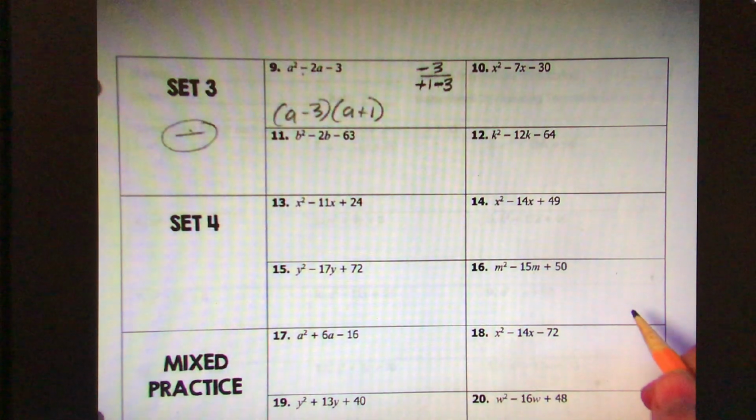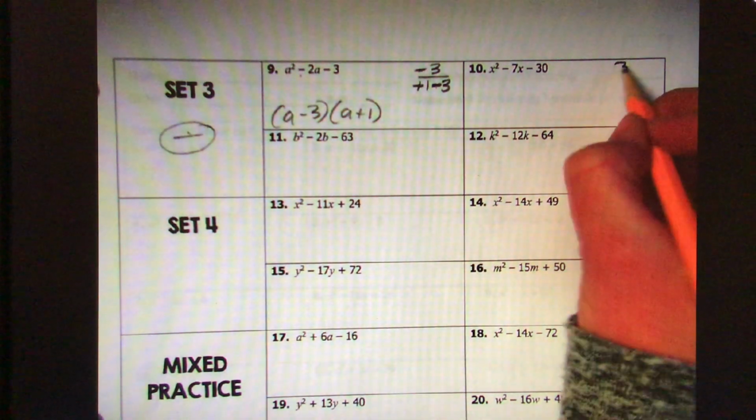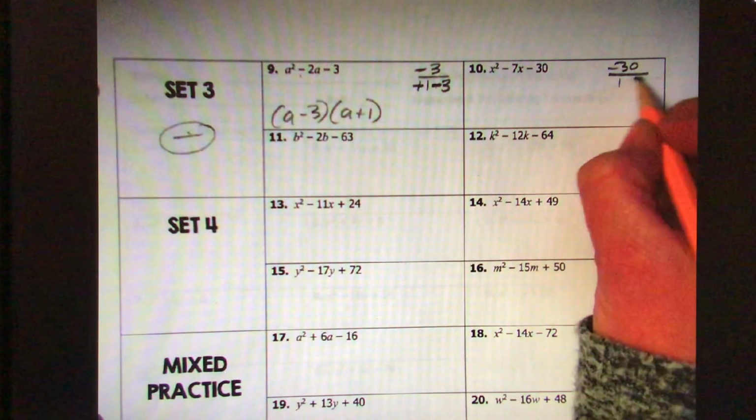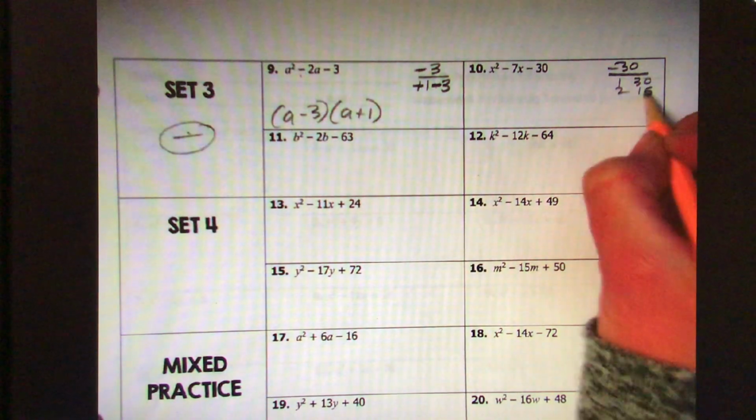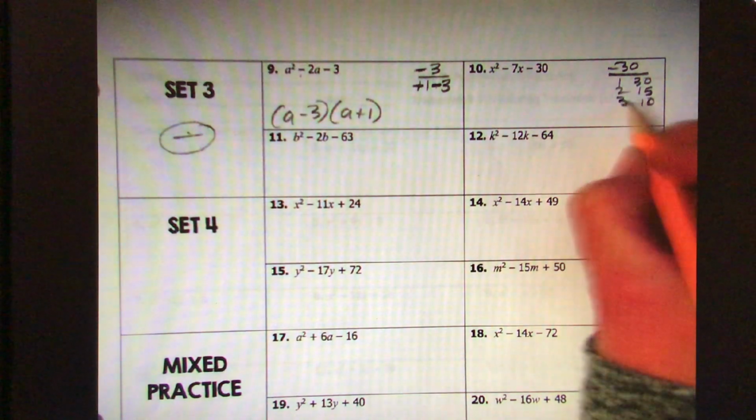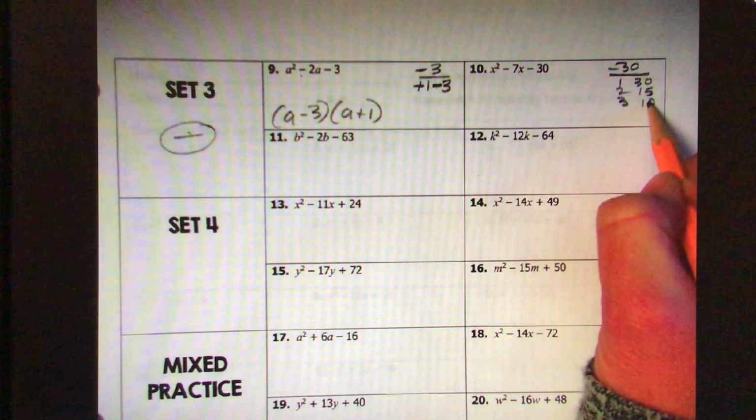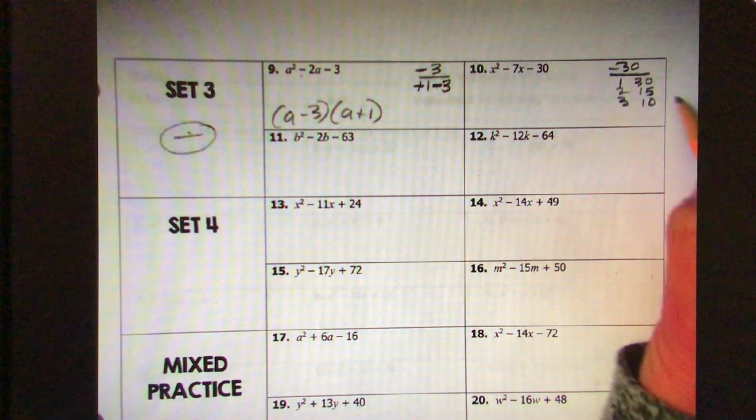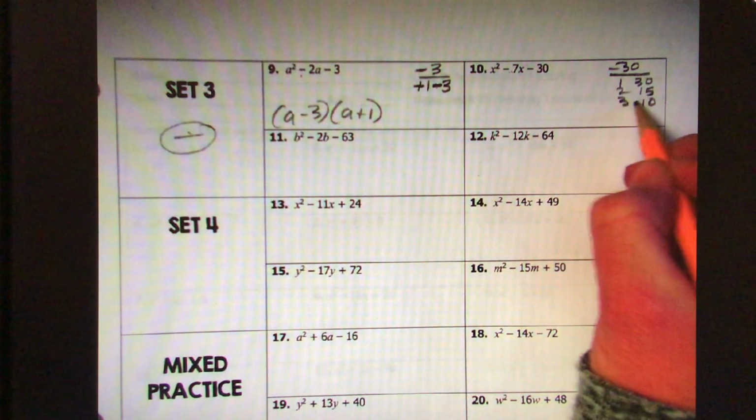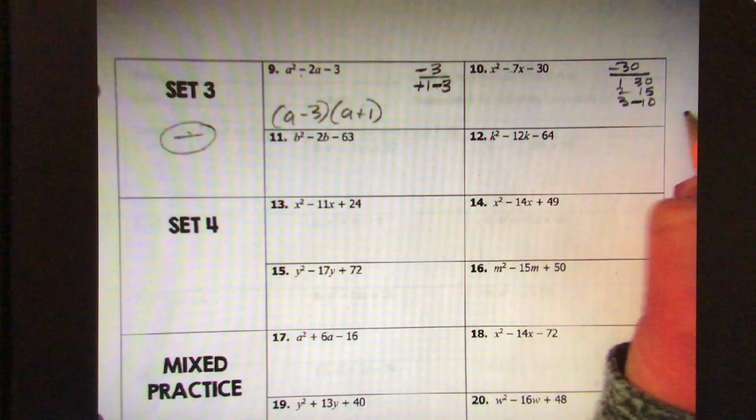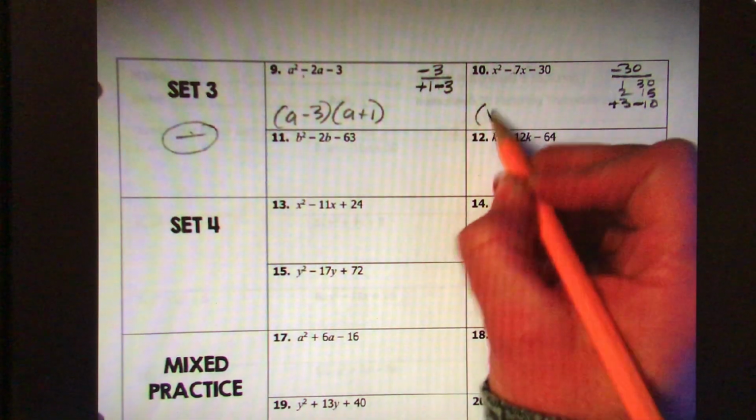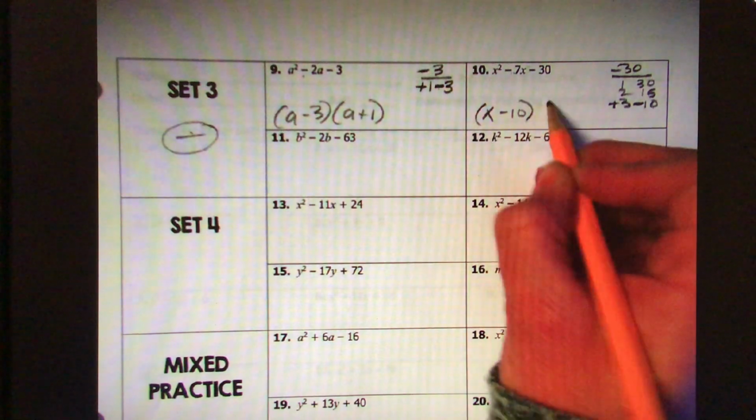Okay. 30. It's negative. Let's see, I'm going to go my 1 and 30, 2 and 15, 3 and 10. Oh, I think I already got it because there's a relationship between 3, 10, and 7. Now I have to think, well, which side wins? I have to get a negative 7. So I think that means a negative 10 is going to win and then a positive 3. Okay, let's do it. So I'm going to have x minus 10 and x.